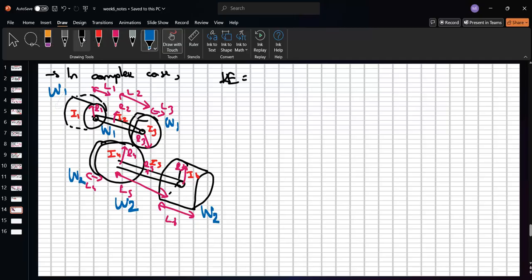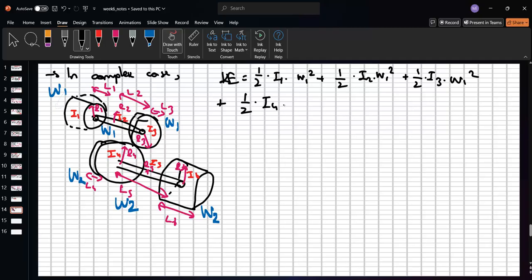W2. And so, if this is the case, Nasir, we can write that 1 divided by 2, I1 times W1 square plus 1 divided by 2, I2 times W1 square, plus 1 divided by 2, I3 times W1 square, right? And so, 1 divided by 2 times I4 times, right now, Nasir? Yes. 1 divided by 2, I5, W2 square plus 1 divided by 2, I6, W2 square. Okay? This is the case. So, these are the kinetic energy forms.